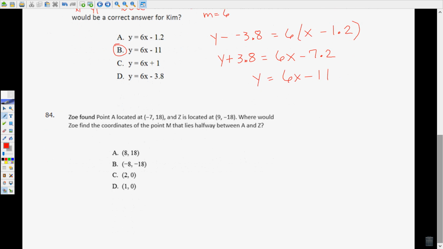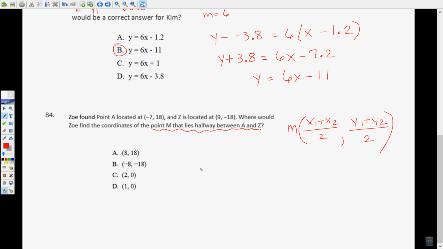Yay, last one. Zoe found point A located at negative 7, 18, and Z is located at 9, negative 18. Where would Zoe find the coordinates of the point M that lies halfway between A and Z? This is the midpoint formula. So break out your midpoint formula, which is x1 plus x2 divided by 2, that's the average of the x's, and y1 plus y2 divided by 2, the average of the y's.